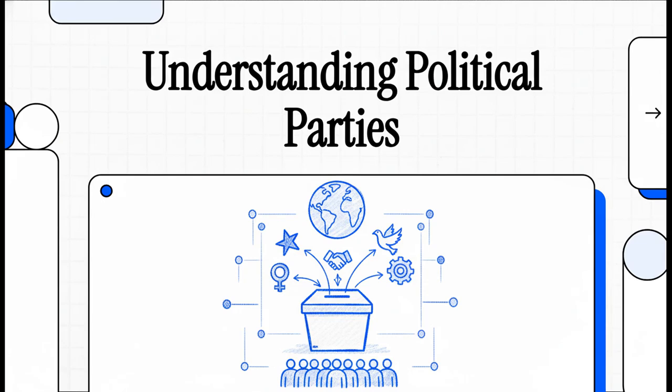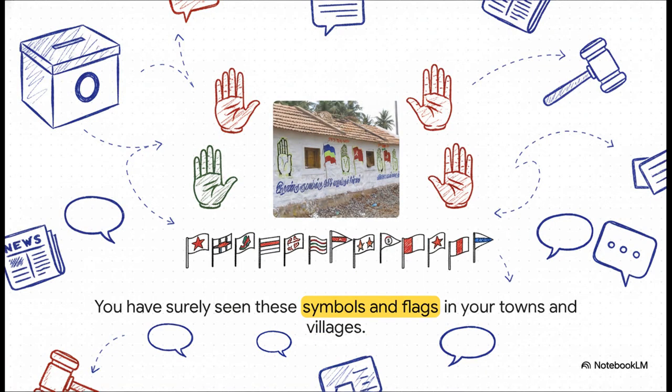Hello, students. Today, we're going to start a really important and, I think, a very interesting chapter from your civics textbook, and that is political parties. You've definitely seen symbols just like these, haven't you? Painted on walls, stuck on posters, especially when elections are around the corner. You'll hear about them on the news, and I'm sure you've even heard them being discussed at home.